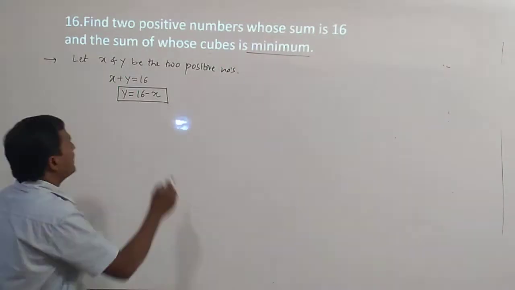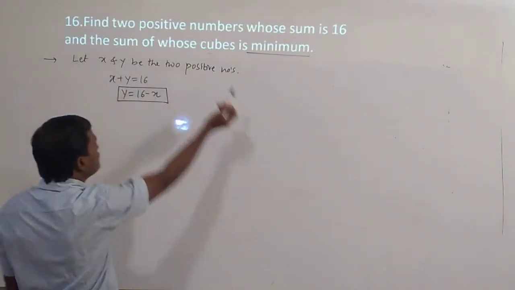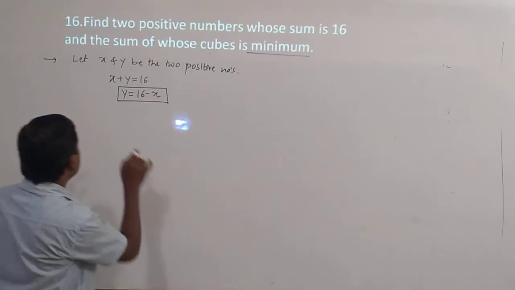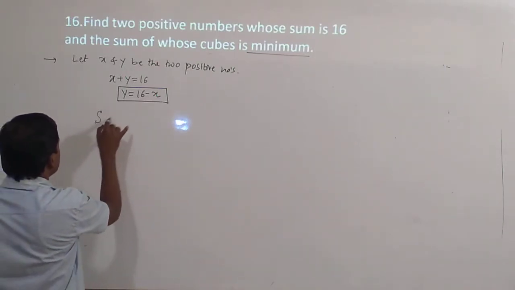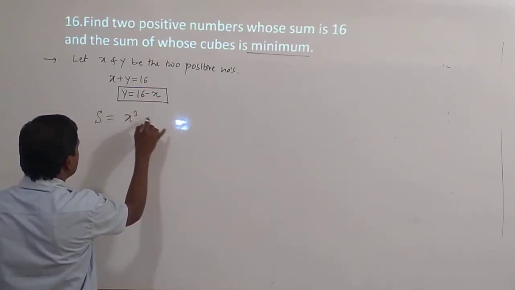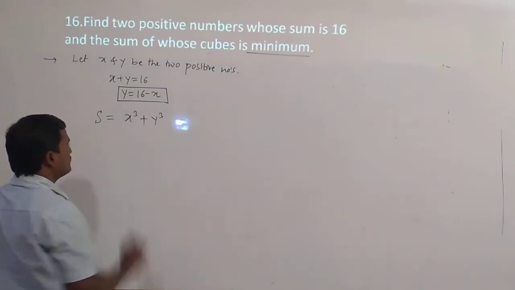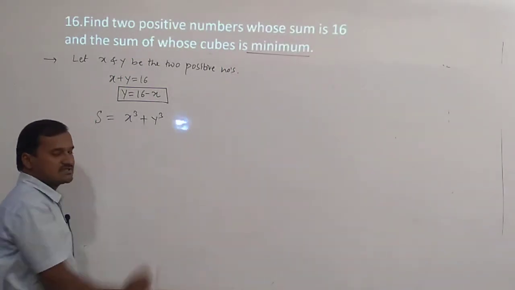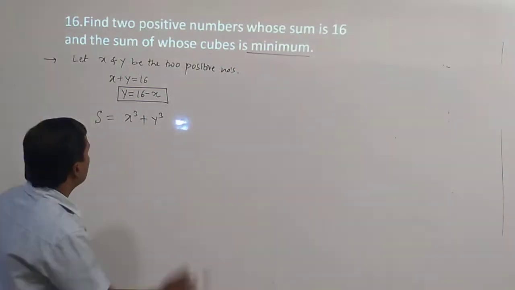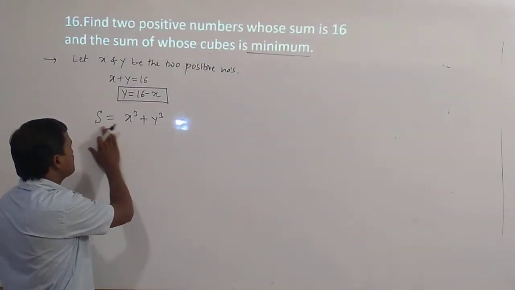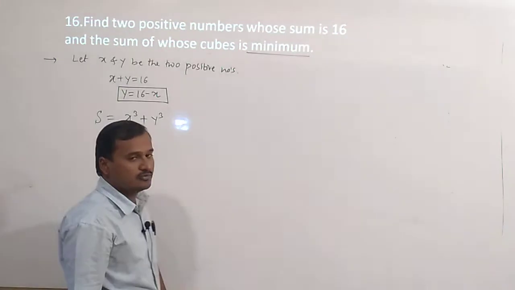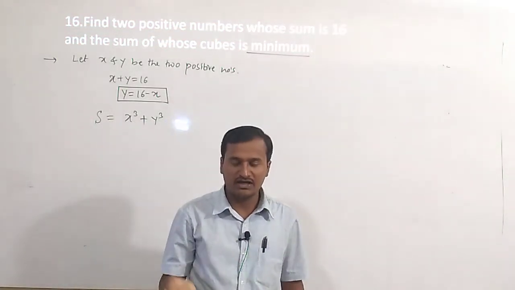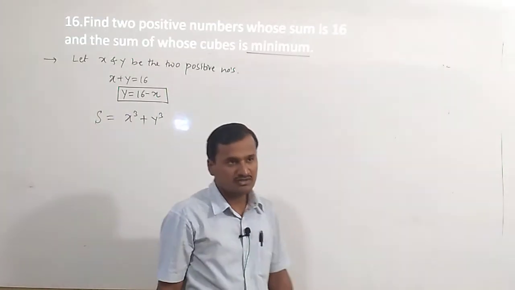Next, what they have given is the sum of whose cubes. Sum of whose cubes means here I will take S. S is equal to x cube and y cube, and their sum. Therefore, S is equal to x cube plus y cube. Now, we have to show that S is equal to x cube plus y cube is minimum. Minimum means we have to show that the second derivative is more than 0.